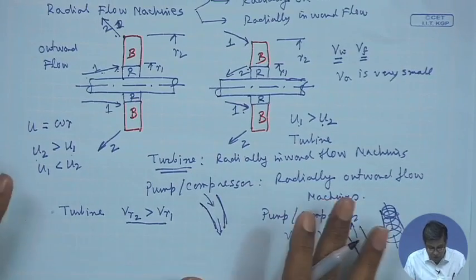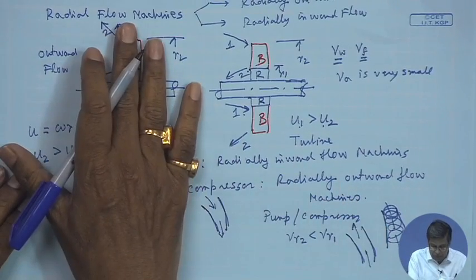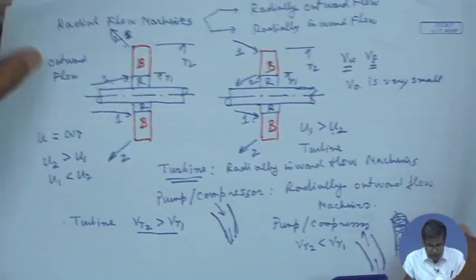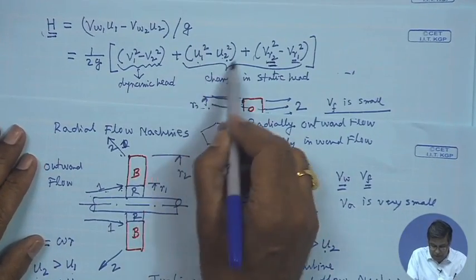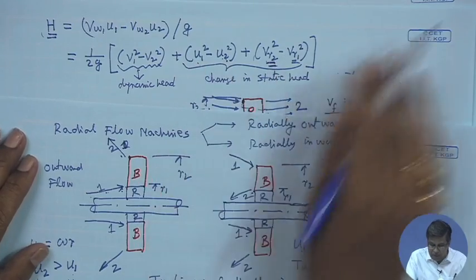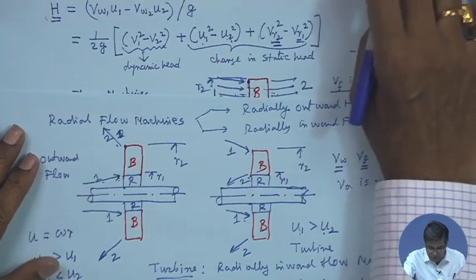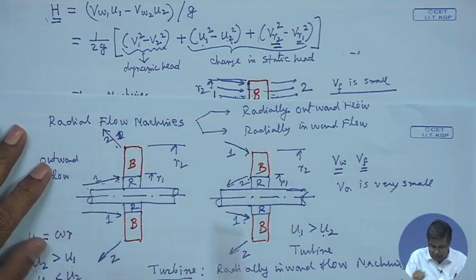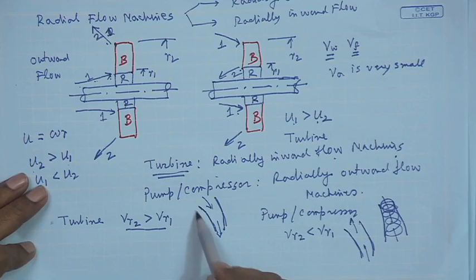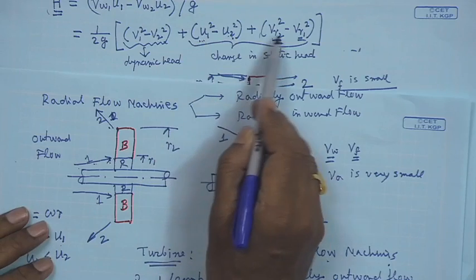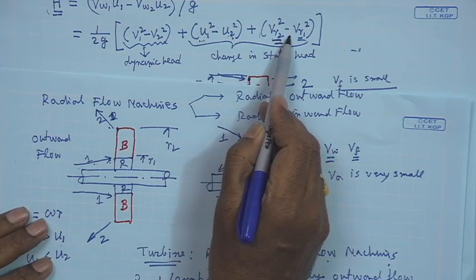So, our conclusion is that for radial flow machines, there will be static head contributed by both components: the centrifugal component, the change in the rotor velocities, plus the change in the relative velocity of the fluid, along with the change in the dynamic head. And a turbine is a radially inward flow machine, and the flow should be in a convergent passage, the blade passage should be convergent in the direction of flow, so that both the terms should be positive.